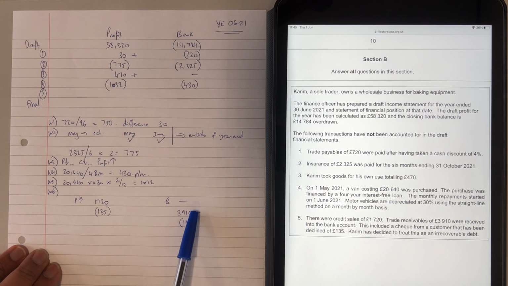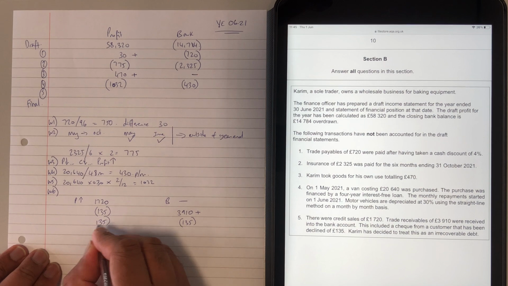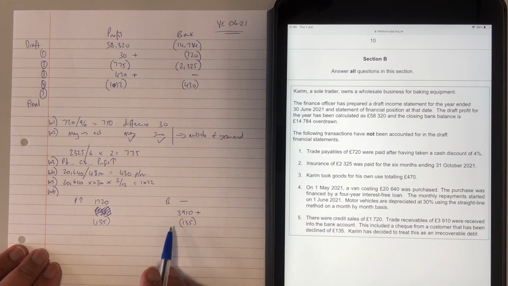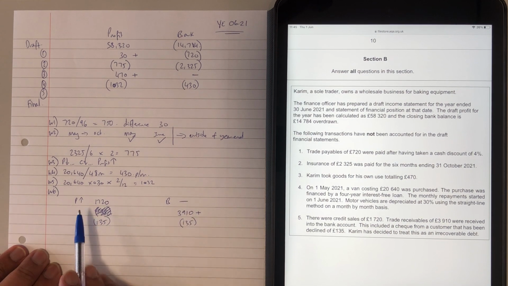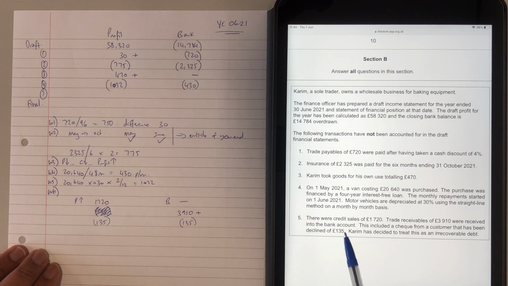3910, bank goes up, profit, no effect to it. That should be over there actually. I'm going to move that to the next line just to keep it simple. Okay, 3910, bank goes up, no effect to profit, and the check that had been declined, obviously that has to be reversed because that came in and then it bounced, so it went back out. And then the last one is the 135 is treated as an irrecoverable debt.